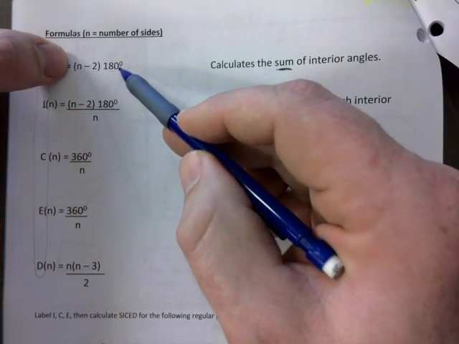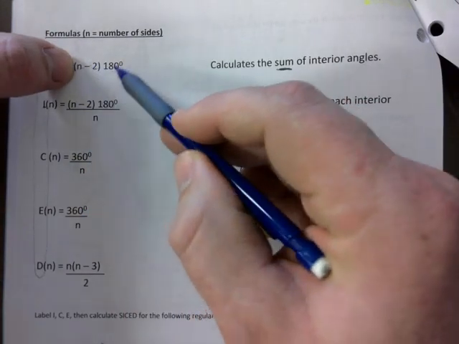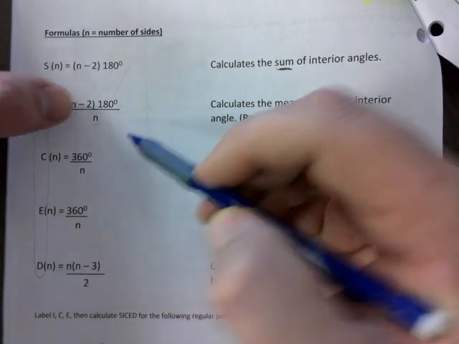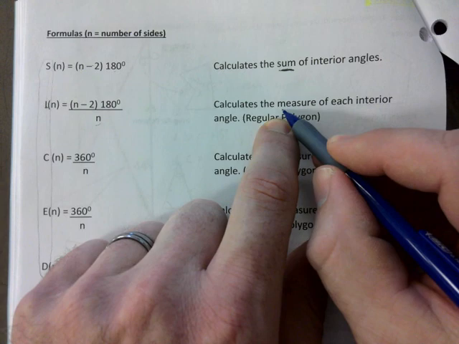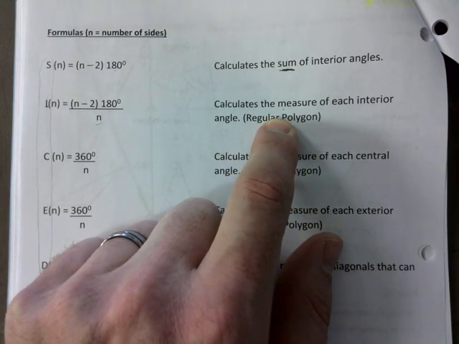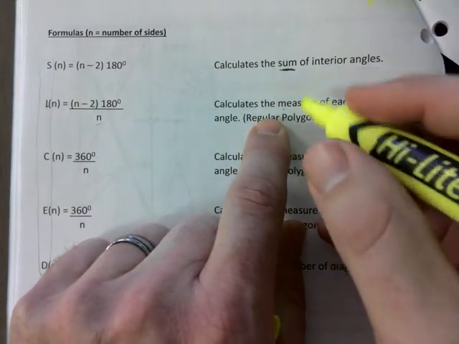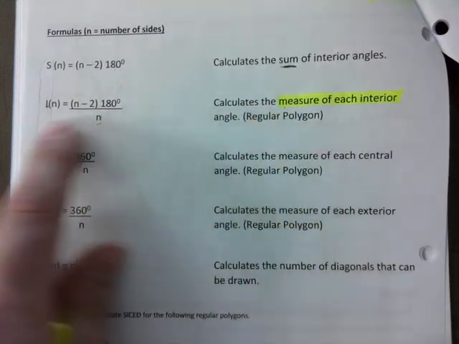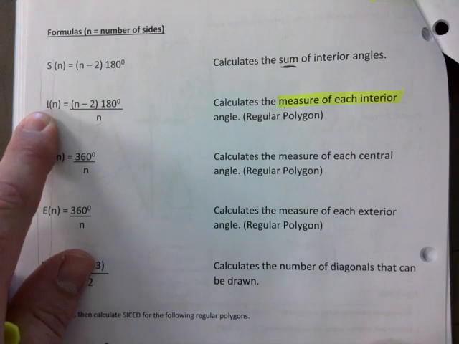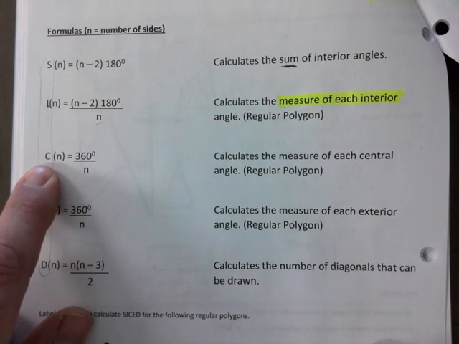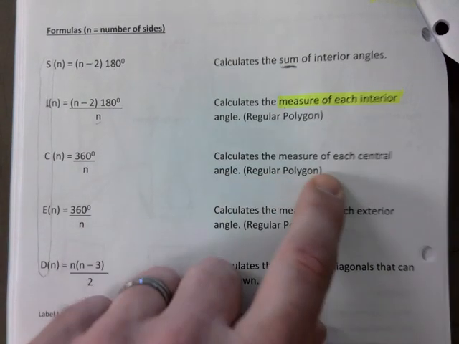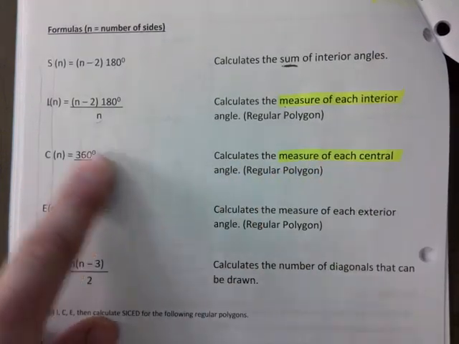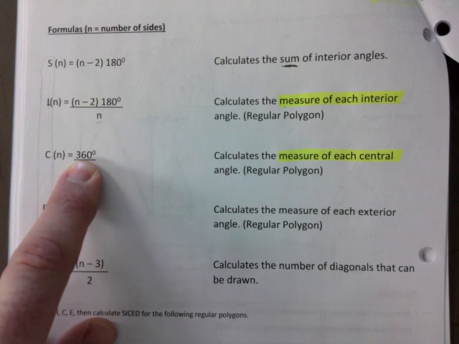I, right? Look at that. It's almost copying the sum, right? It copies that down, but what do we divide it by? The number of sides. So if you want to know the measure of each interior angle, that's the formula you use. That's I. Okay. If you want to know the central angle, C stands for the measure of each central angle. You use this formula. 360 divided by n.